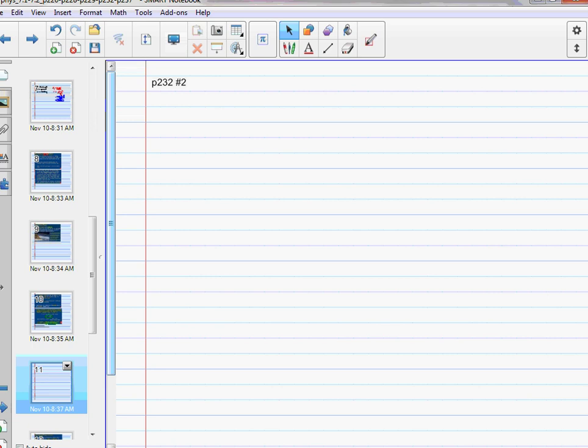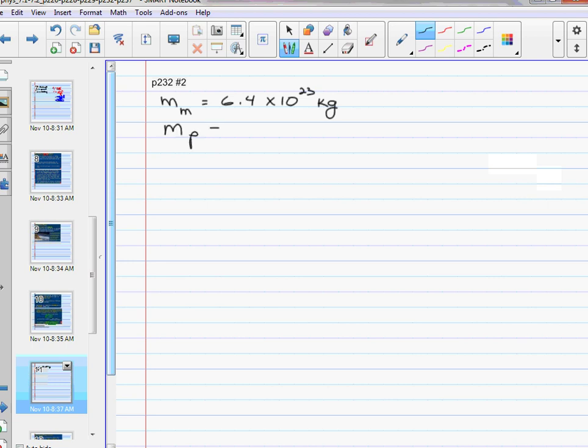232, number 2. Mars has a mass of about 6.4 times 10 to the 23rd kilograms. Mass of Mars. Wonder how they got that mass. Did you ever think of that? It's a big scale. And the moon Phobos has a mass of about 9.6 times 10 to the 15. So, mass of Phobos, 9.6 times 10 to the 15. We're going to see if we can answer that question. That's very interesting. How in the world did they get that?